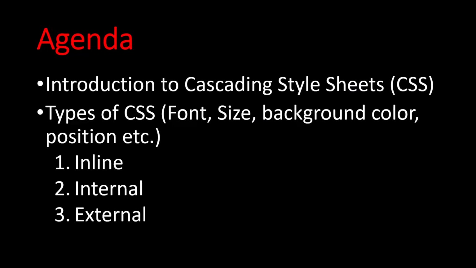So there are three types of cascading style sheets. There is inline, there's internal, and there's external cascading style sheets. Today we'll be focusing mostly on inline style sheets. Let's go back to Visual Studio Code.